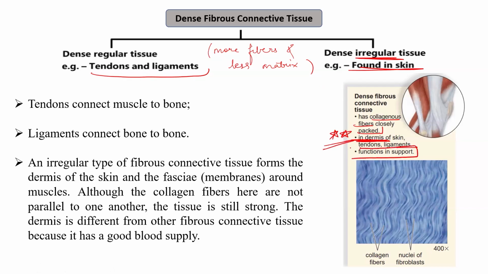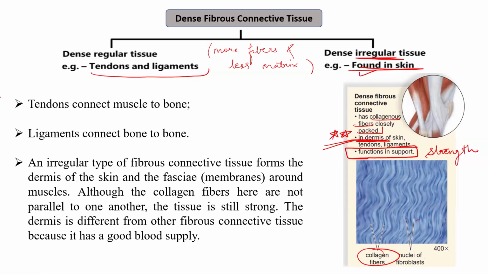The function of these fibers is to provide support. It has strength due to the presence of collagen. So the collagen fibers you can see here are present in dense amount, and the nuclei of the fibroblasts can be seen in this figure. Dense regular tissue consists of tendons and ligaments. Dense irregular tissue is found in the skin.